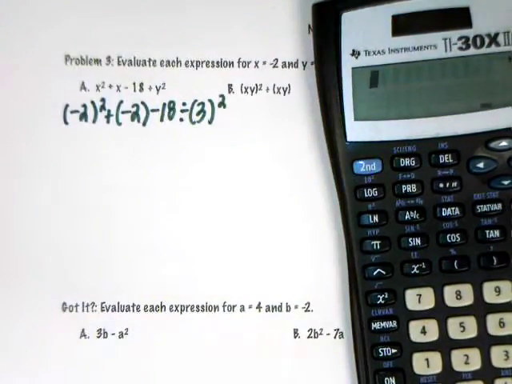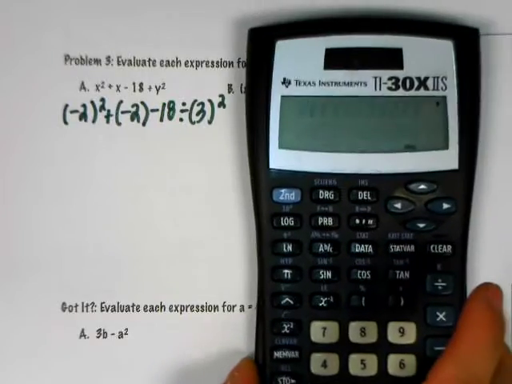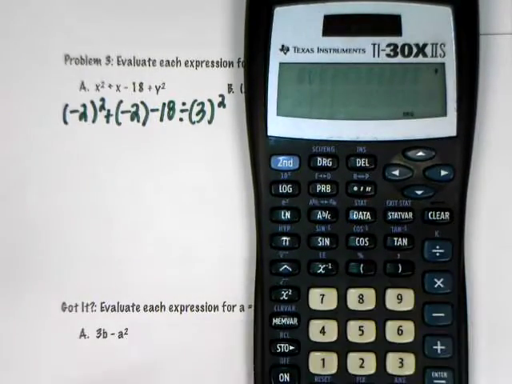Okay, did anybody get anything? Take away the parentheses. So do the same thing, negative 2 squared, but don't put parentheses around it.